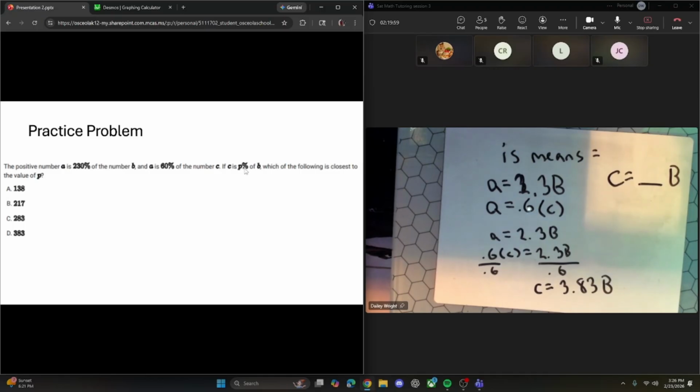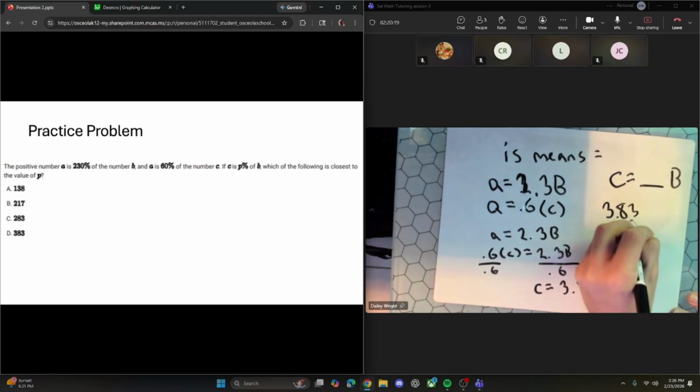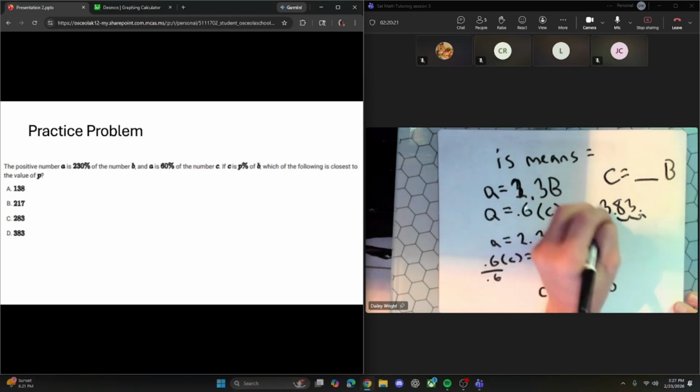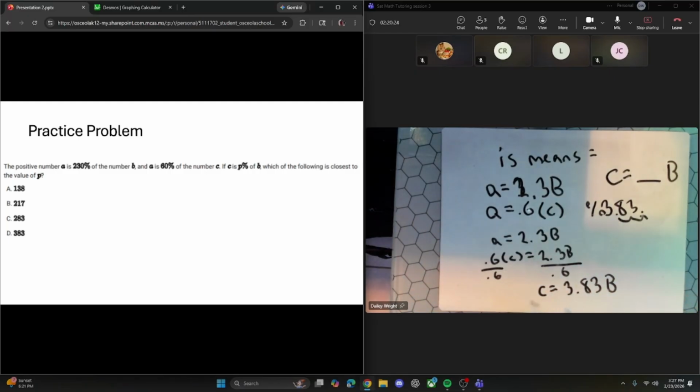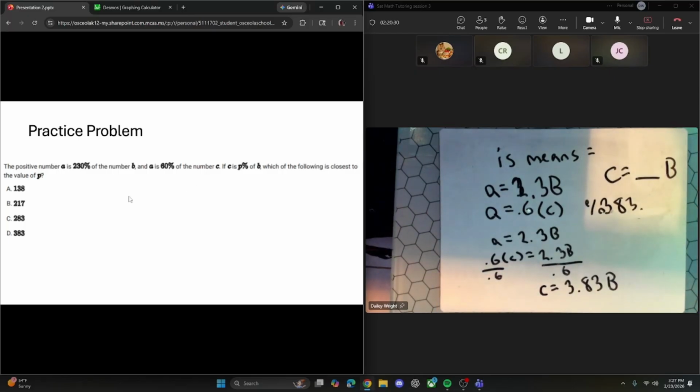So if C is P% of B, which of the following is closest to the value of P? Well, we haven't converted this number into a percentage yet. 3.83 is none of your answer choices. But to convert something into a percentage, you need to move the decimal place 2 points over. So 3.83, to convert it into a percentage, you would put the decimal point right here. And that is your percentage. It would be 383%. So C is 383% of B. So your answer choice would be D. Does everybody get how I did that?